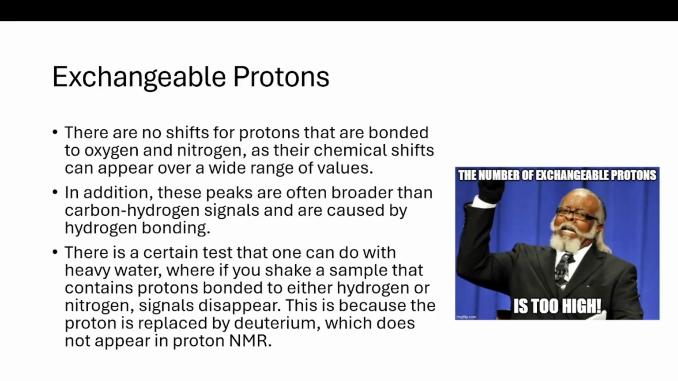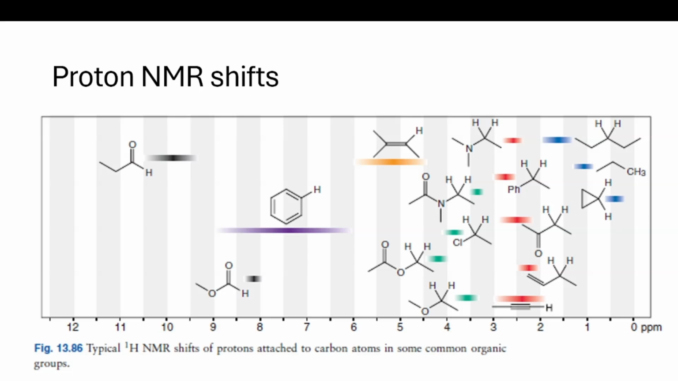In fact, there's a certain test that you can use with heavy water, which is just deuterium oxide, where if you take a sample that contains protons bound to either nitrogen or oxygen, those signals disappear, and that's because the proton is being replaced by deuterium, which does not appear in proton NMR. So that's going to be a pretty neat chart that shows different shifts based on where a proton is in the molecule.